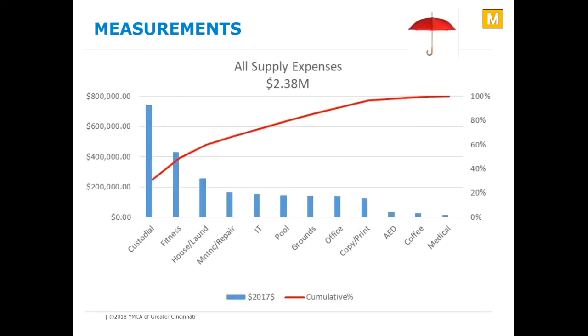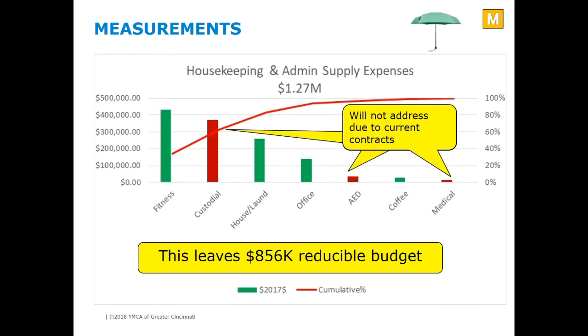This Pareto chart shows the breakdown of the overall $2.4 million supply expense budget. A more detailed Pareto shows how the housekeeping and admin portion of the budget is allocated. The project team identified constraints that governed how much of the budget could realistically be affected.